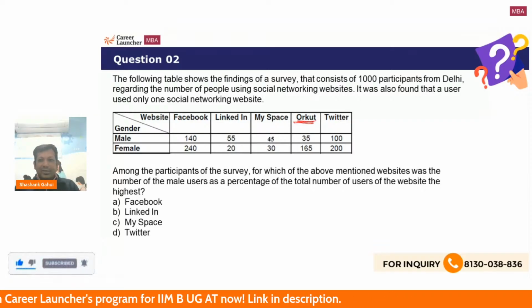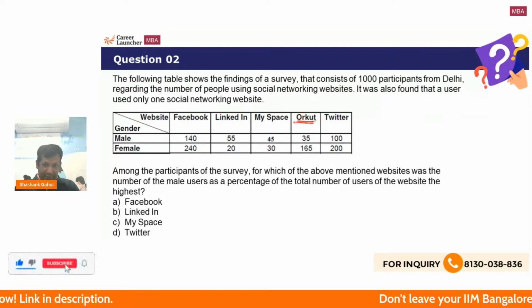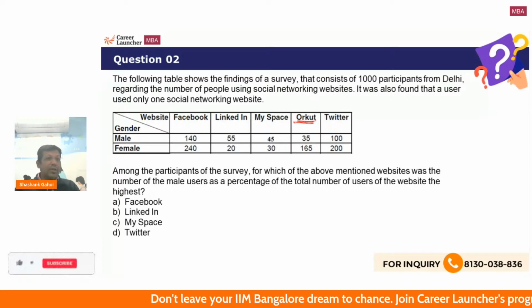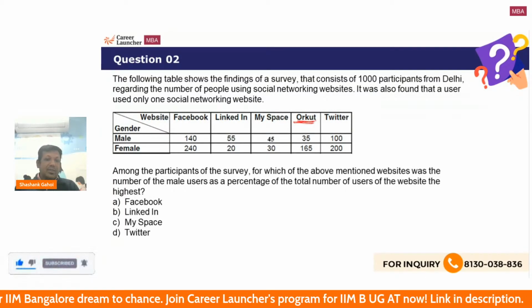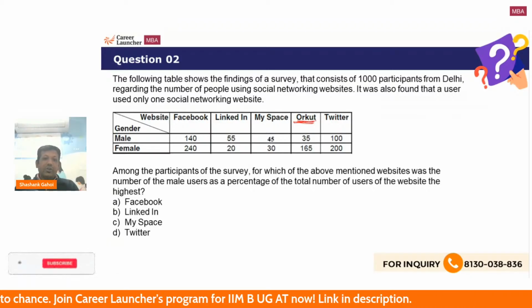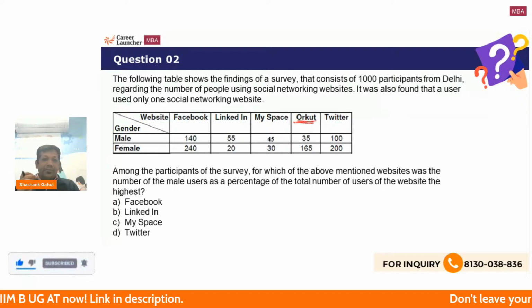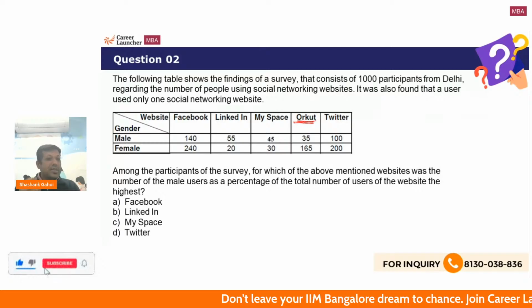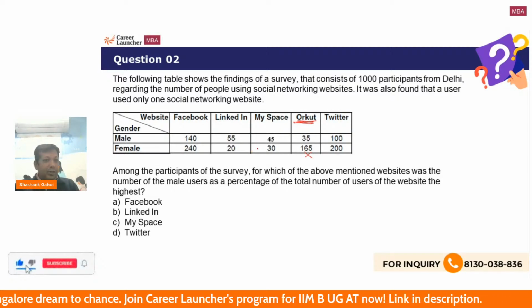Now, what this data is telling us is the number of people using social networking websites. They are found users. Only one networking website is there. Among the participants of the survey, for which of the above was the number of male users as a percentage of total users the highest? So I'm not even talking about this.